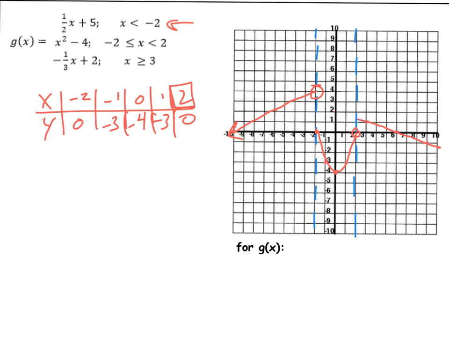Now as I connect these points, I gotta stop. This is kind of interesting. That's a closed circle because this includes 2. I'm kind of in between values, so I can't exactly see where I am. I think it's like 1.3, something like that. But that's okay. Your graph doesn't need to be that accurate, okay? It doesn't have to be quite that accurate.